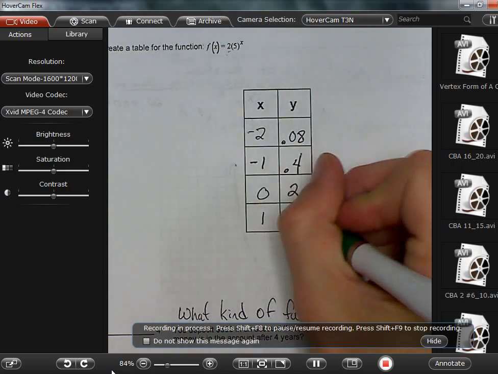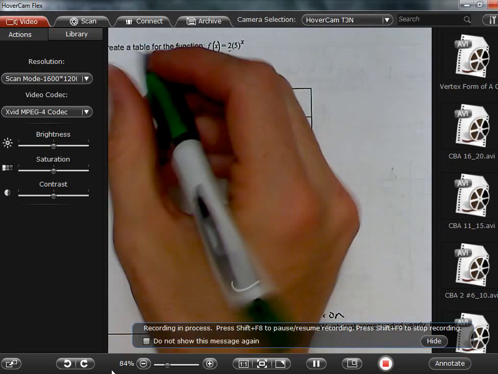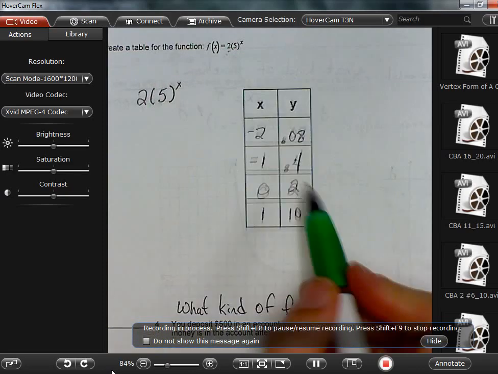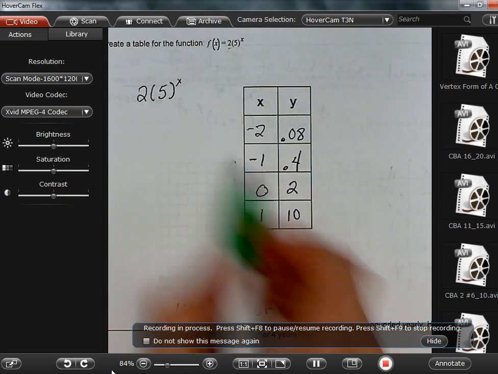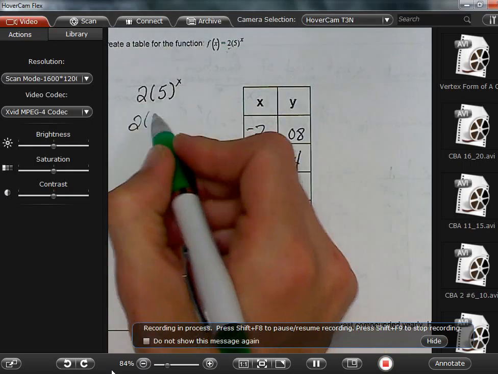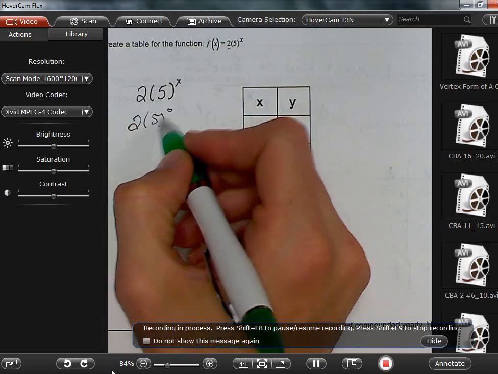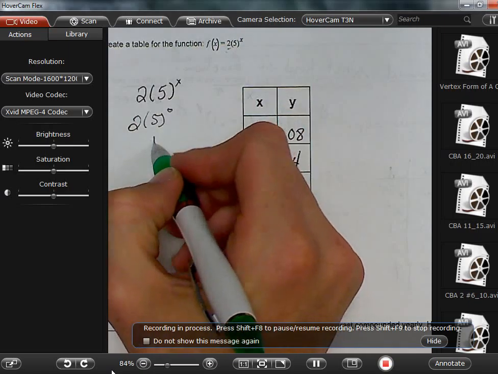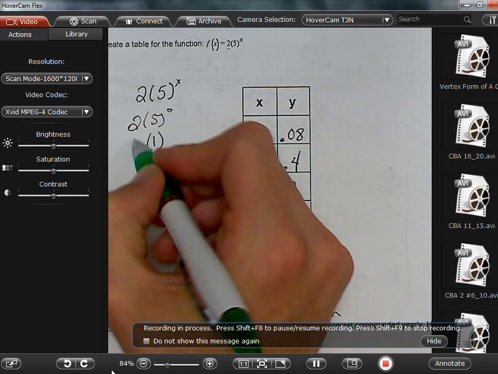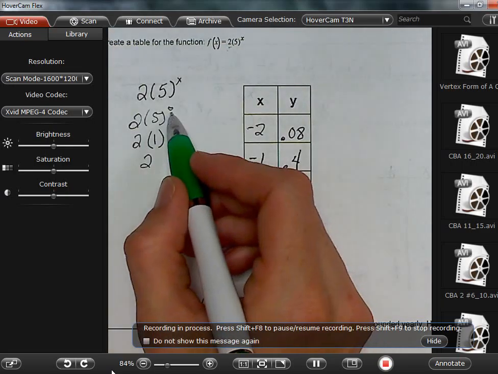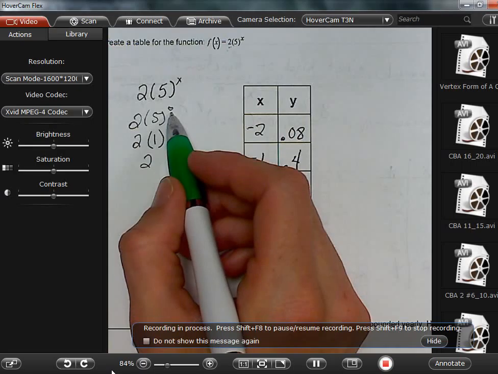Here's why it's like that, Graydon. Because I have 2 times 5 to the x power, right? So if I stick 0 in for x, this would be 2 times 5 to the 0th power, correct? What is 5 to the 0th power? It's going to be 1. So I'd end up with 2 times 1, which is 2. But this is not times 0, this is raised to the 0th. All right?